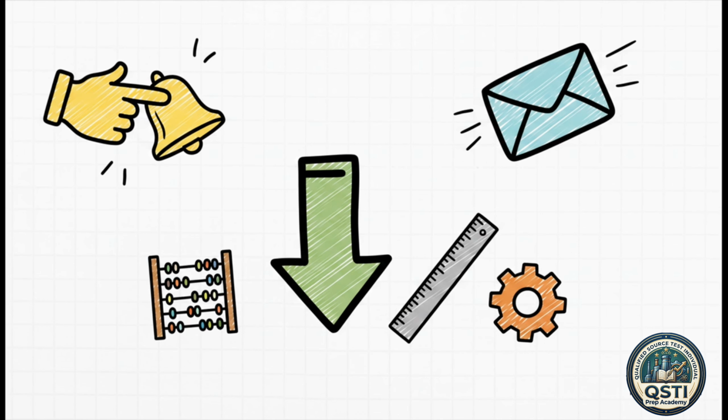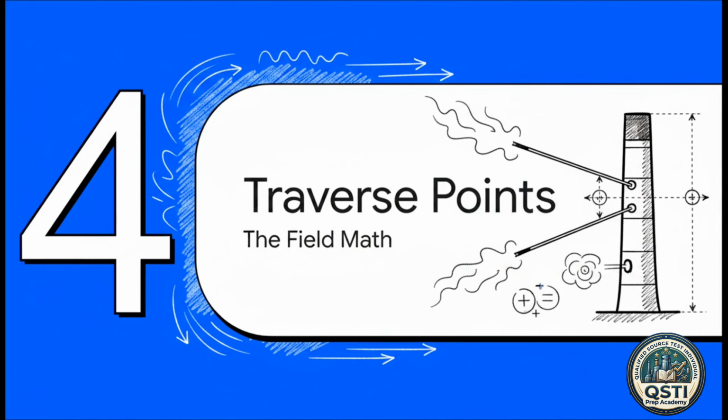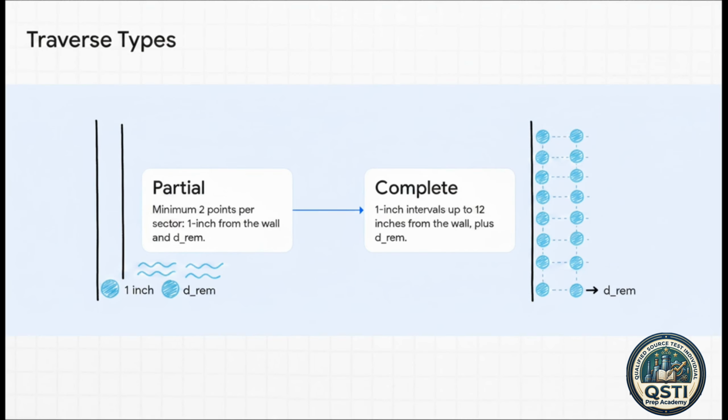Okay, so we've mastered the defaults, right? Let's get ready for the field math. Which brings us to Section 4, traverse point locations. Let's get into the field math. If you aren't using those default factors, you must use the calculational approach, utilizing some really precise field measurements. Out in the field, you've got two main choices.